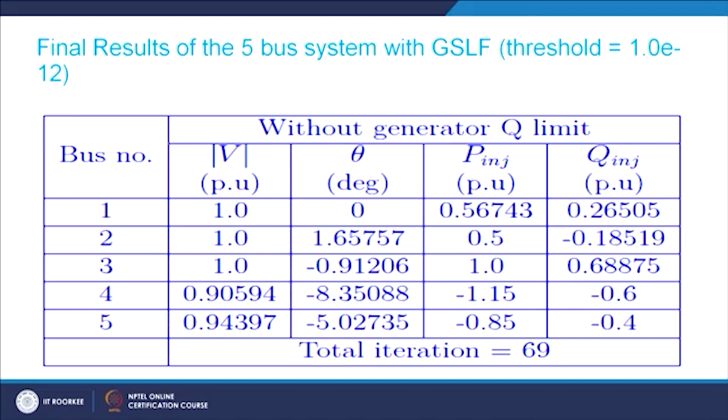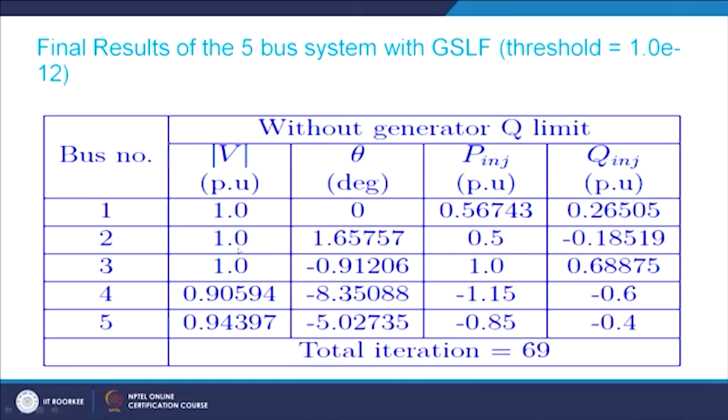So in these final results, we have simply given V theta, that is the voltage magnitude, angle, injected real power and injected reactive power at all these buses, and here we are saying that it is without generator Q limit, because we have taken these limits to be pretty high, -5 per unit to +5 per unit.